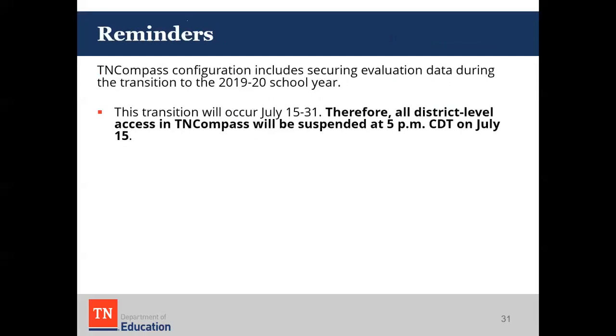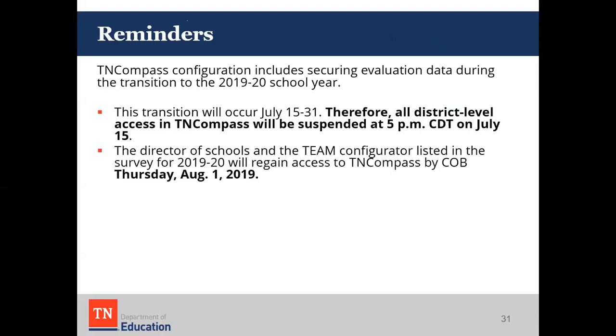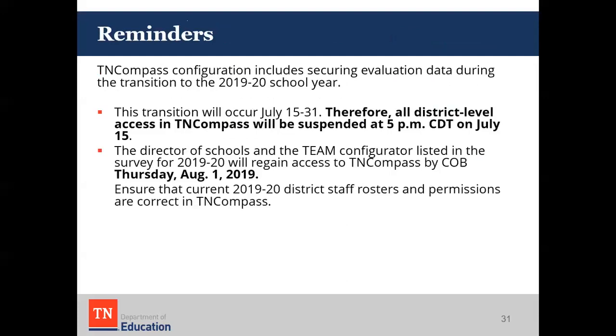A few last reminders. TN Compass configuration includes securing evaluation data during the transition. As I mentioned earlier, this transition is going to happen between July 15th and 31st. All of the district level access in TN Compass will be suspended at 5 p.m. on July 15th. We will provide access to the Director of Schools and the team configurator listed in the survey, and you'll have that access no later than August 1st of 2019.